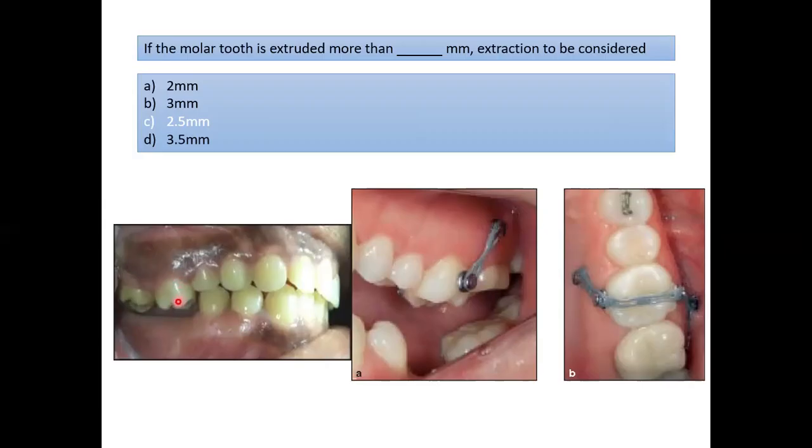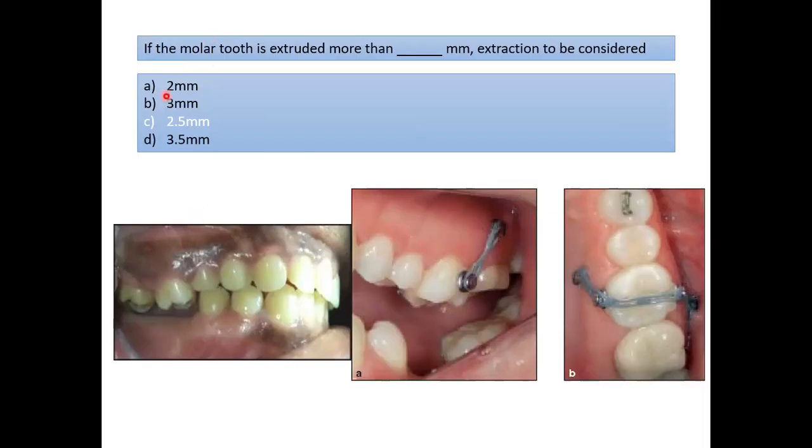So not every time can you manage such cases. Their question was, up to what level, if it is extruded, can you manage, or beyond which should you consider it for extraction. So from the adjacent tooth which is in occlusion with the opposing teeth, from this level, you take a line and draw it across, and see how much the adjacent tooth has extruded or supraerupted.